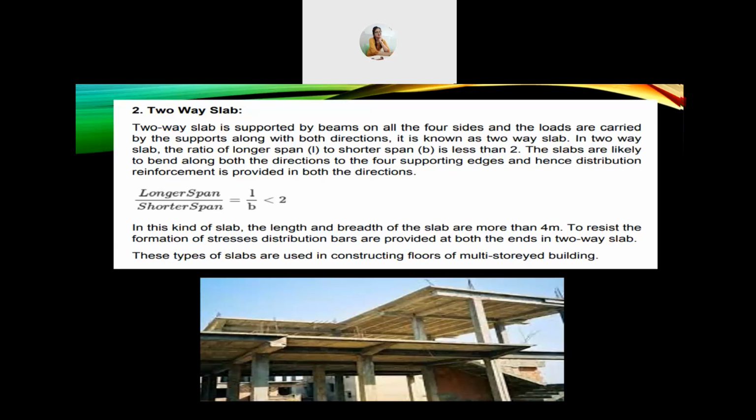So in this kind of slab, the length and breadth of the slab are more than 4 meters. To resist the formation of stresses, distribution bars are provided at both the ends in a two-way slab. These types of slabs are used in constructing floors of multi-storied buildings.